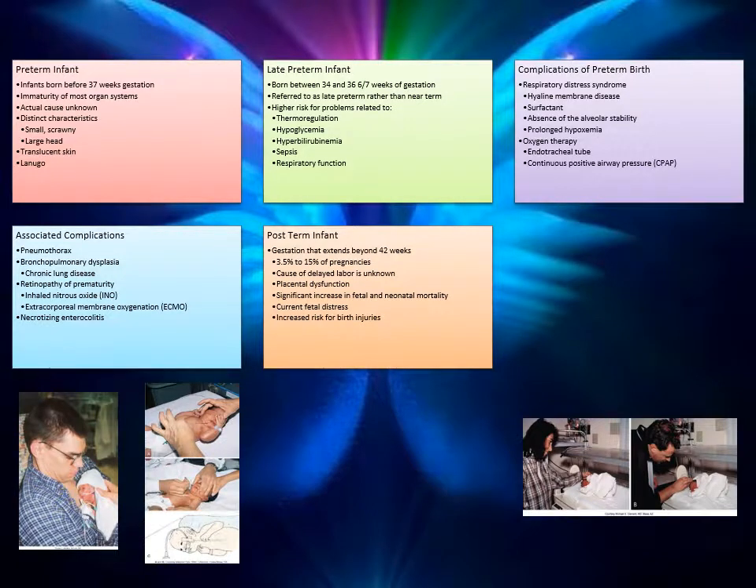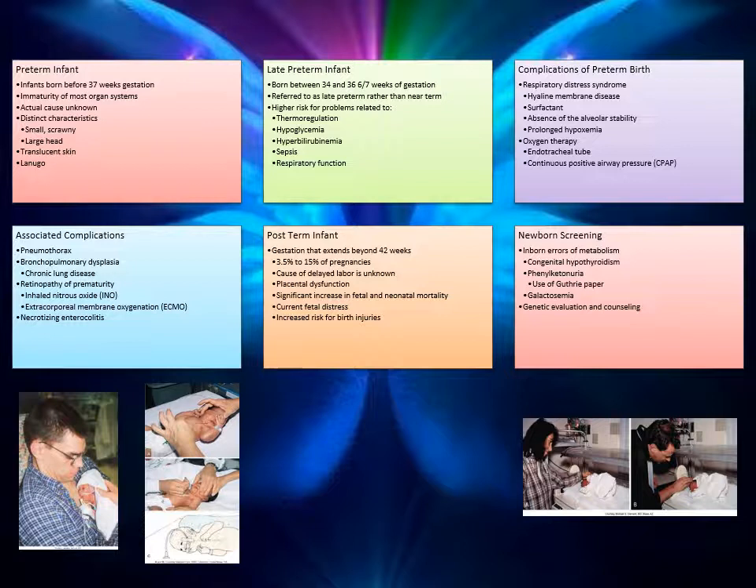Post-term infant, this is gestation that extends beyond 42 weeks. Accounts for about 3.5% to 15% of pregnancies. The cause of delayed labor is unknown. There could be a placental dysfunction. They'll have a significant increase in fetal and neonatal mortality. They can have current fetal distress, and they can have an increased risk for birth injuries.